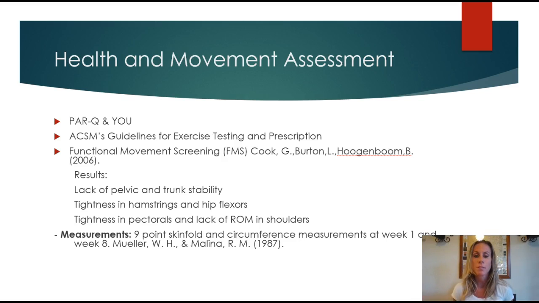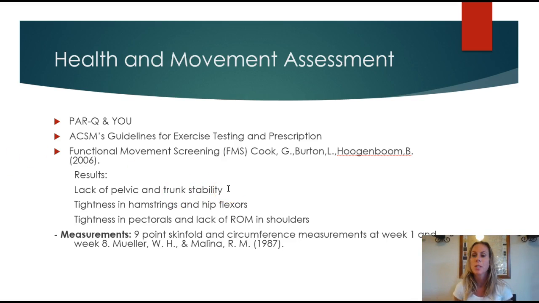We went through the Functional Movement Screen, the FMS test. I did have a little bit of knowledge about that, and I did speak to him about it. It had to do with his shoulder tightness in his pec and a little bit of tightness in the upper back. So through the FMS, I put him through the 7 tests. The result from the FMS was that I noticed he had a lack of pelvic and trunk stability.